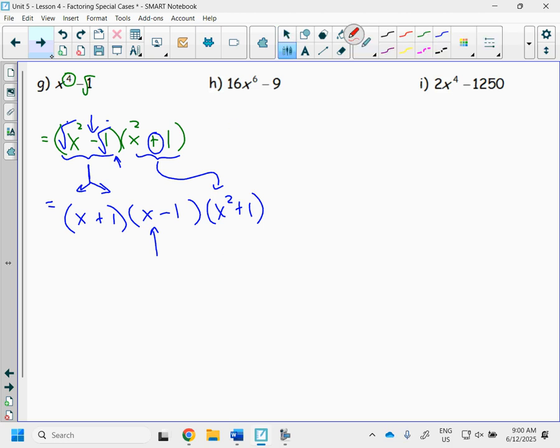Okay, last two. Let's look for some tricks. Maybe there's some tricks. Can I square root? Yes. Can I square root? Yes. Minus sign? Yes. Okay, let's do it. Split your exponent in half.